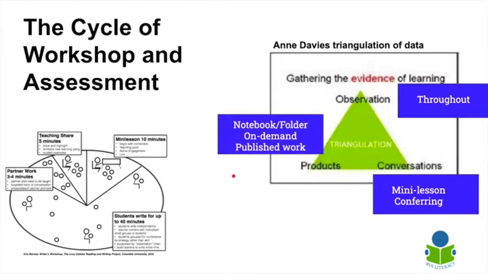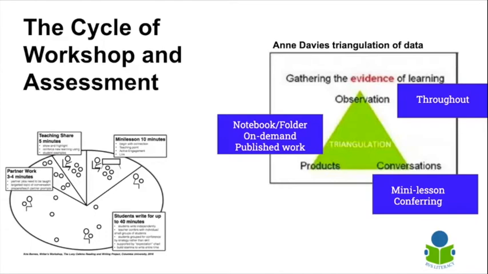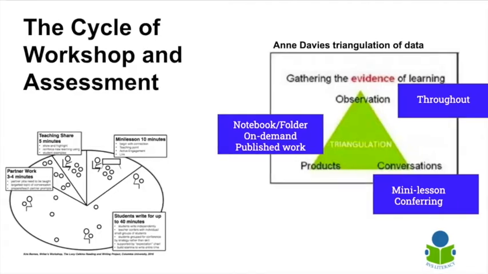In terms of products, when you want to look at some products of student work, you're going to look in their notebooks or their folders. When I say folders, it's their little pieces of writing for the younger grades. Notebooks will start in grade 3. One of the products that you want to look at in terms of assessment is the on-demand. We're going to talk about that next. as well as the published work. So they're going to end their unit with a published piece of writing. And that's another thing that you can look at in some specific aspects.